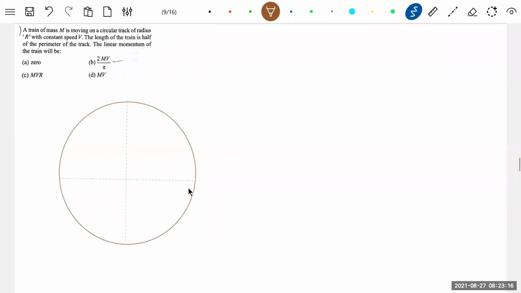Okay, we have it like this. So where is the train? The train, you can assume it to be like this here. This green color is what? The length of the train is equal to half of the perimeter, and the mass of the train is m.